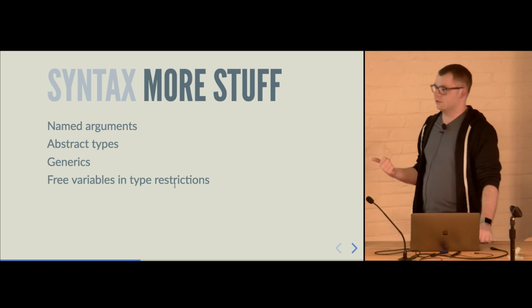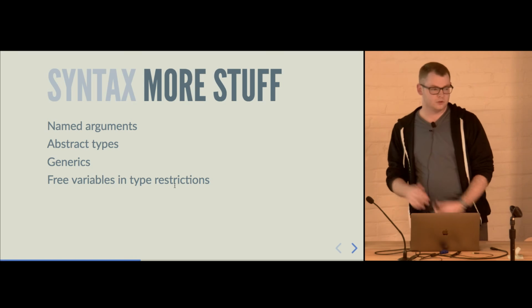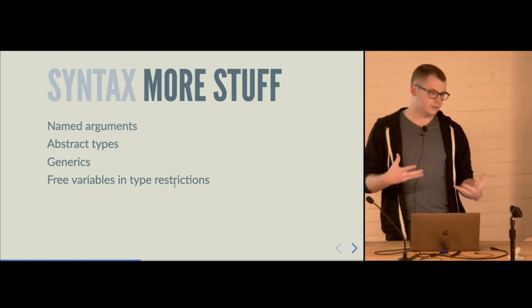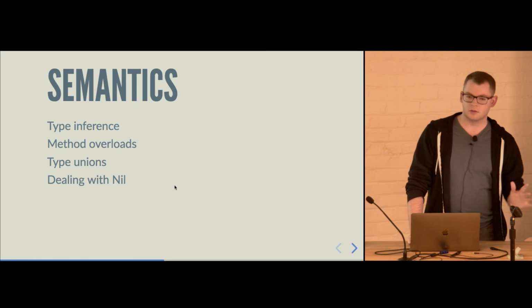We talked a little bit about type inference already. We're going to do method overloads and how that's different. Type unions, which are really the thing that makes Crystal great as a type system. And then dealing with nil. Like I said, things aren't nil by default.